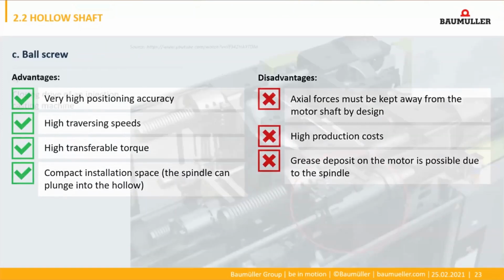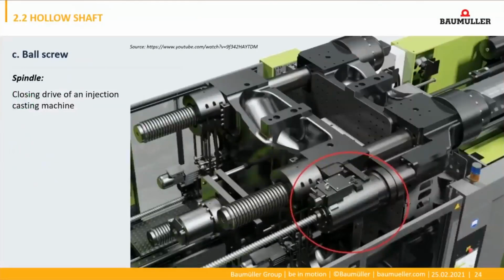Here I can show you the application example. We can see an injection molding machine. Here is our motor, and this is the moving plate of the injection molding machine. So with the motor, the moving plate opens and closes the machine.